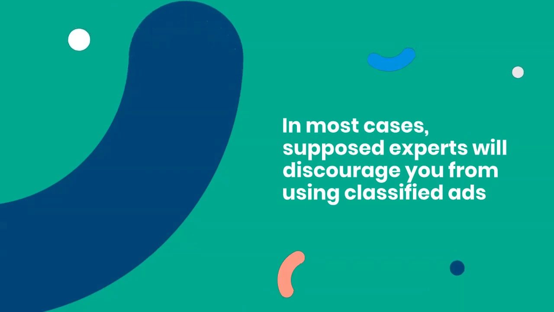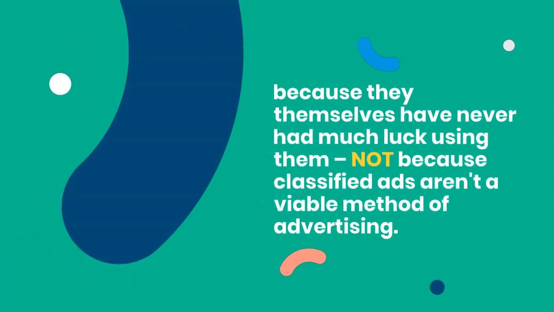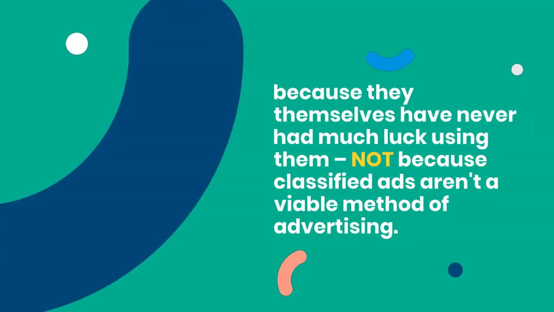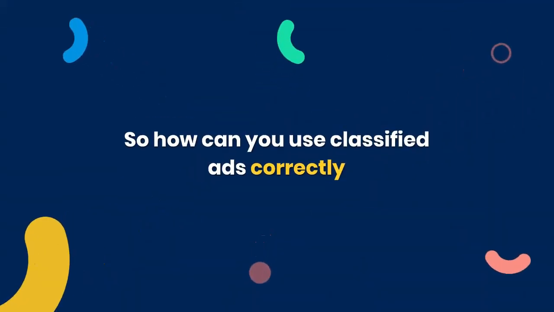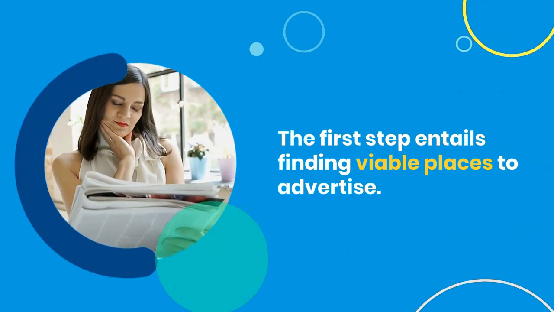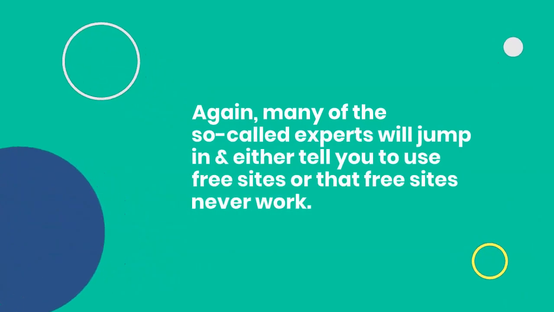In most cases, supposed experts will discourage you from using classified ads because they themselves have never had much luck using them, not because classified ads aren't a viable method of advertising. So how can you use classified ads correctly to generate a considerable amount of traffic to your affiliate product sales page? The first step entails finding viable places to advertise.